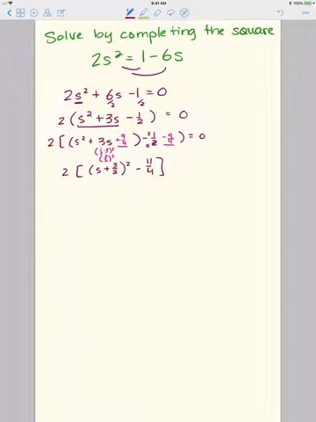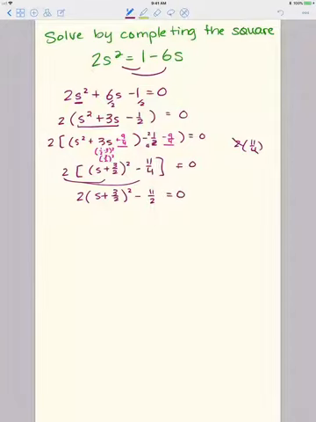And then you can distribute that 2 through to those quantities. And you get 2 times s plus 3/2 squared minus, if you do 2 times 11/4, you end up with 11/2. And now we're at a position where we can solve. And the idea here is to get that quantity that's squared by itself with everything else on the other side of the equation, and then we can take plus or minus the square root to get our two answers.